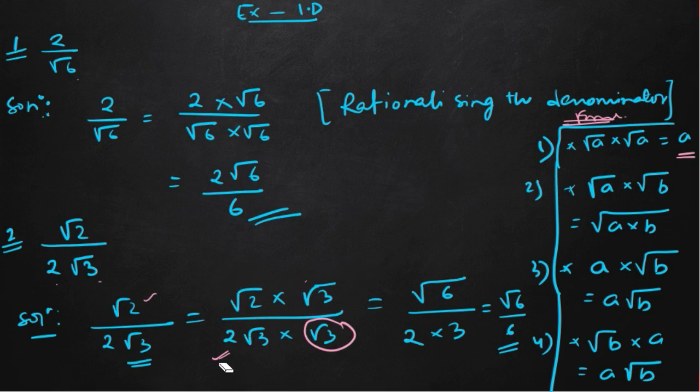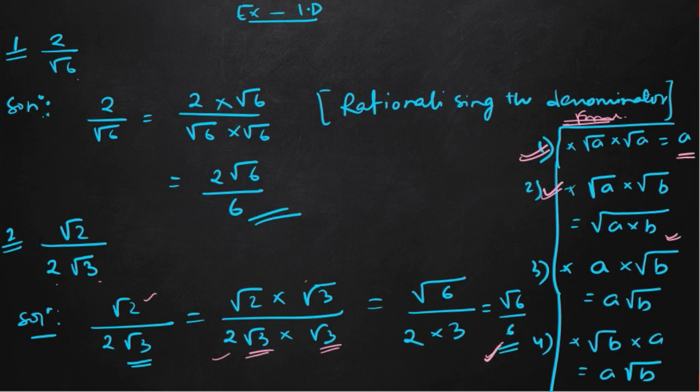If you multiply root 2 into root 3, you have to apply formula number 2: root over a into root over b is root over ab. So root 2 into root 3 is root over 2 into 3, and 2 into 3 is 6. So root 6 divided by, now root 3 into root 3, again we apply formula number 1: root a into root a is a. So 2 into root 3 into root 3 is 2 into 3, which is 6. So the answer is root 6 by 6. This will be the required answer.